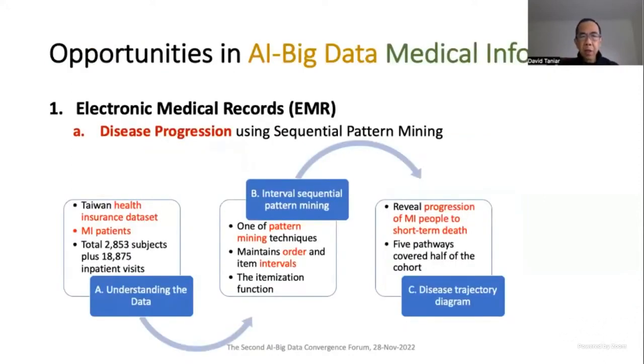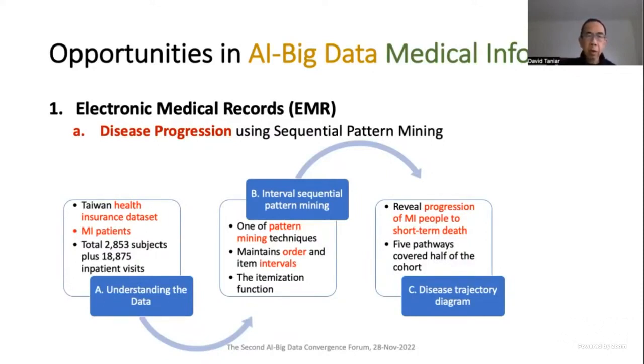The first one that I'm going to discuss is the use of electronic medical records. EMR is basically recording the medical records of patients, and from there we can apply AI and big data techniques to get some results. This is the first project that I'm going to share with you. It is about disease progression using sequential pattern mining. This is a collaboration with Taiwan.